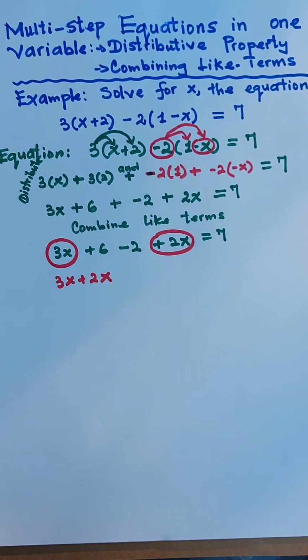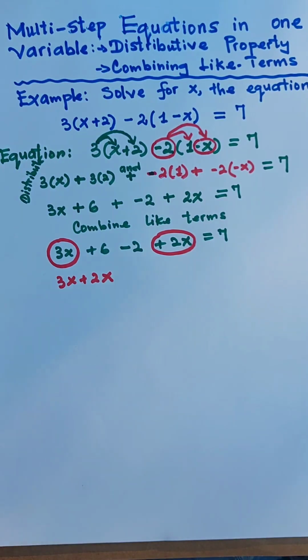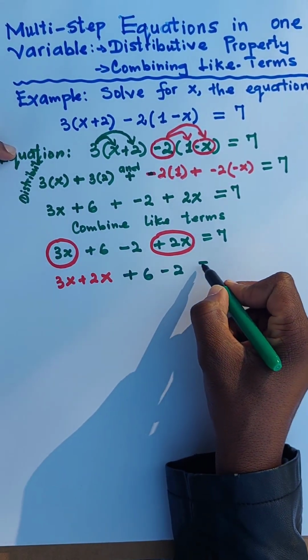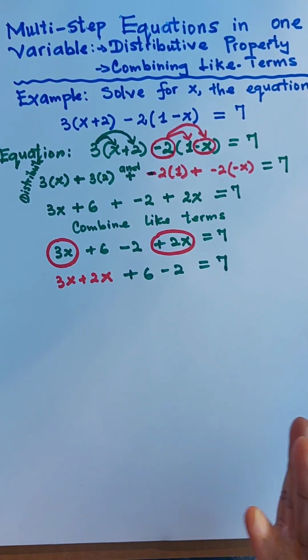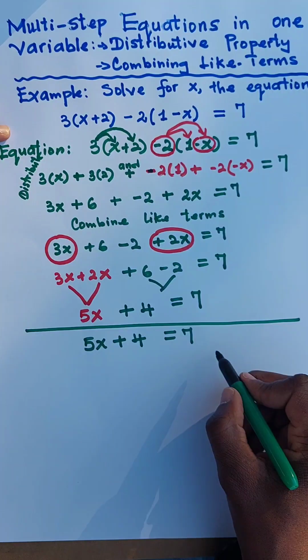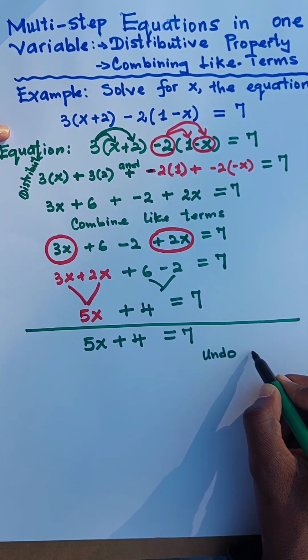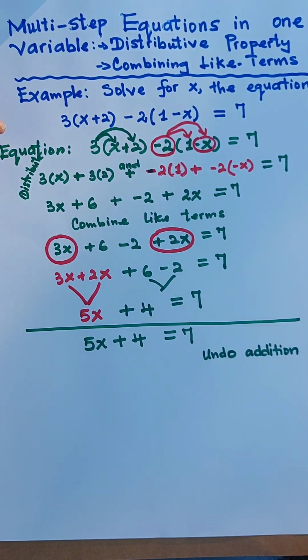All right, now these other two terms are called constants. They do not have the x, so they will come down here as positive 6 and negative 2. And then we have that equal to 7. The 7 is on the right hand side. Let's not worry about it yet. Let's just continue to leave it as equal to 7. Remember, solving two-step equation, the next step here will be to undo addition. So we will undo addition, and you undo addition with subtraction.